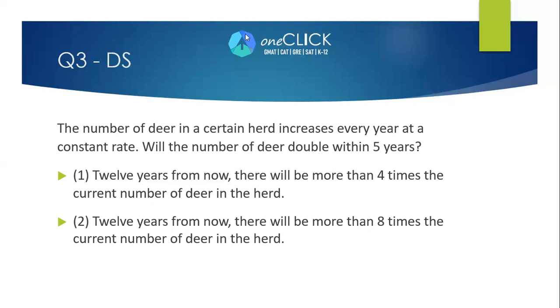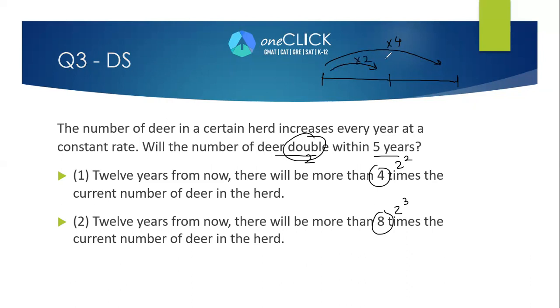Okay. So here, what are they saying? They're saying within 5 years, would it double? Now the clue is here: double, 4 times, 8 times. 4 is 2 squared, 8 is 2 cube. So they have given you the hint: 2, 2 squared, 2 cube. Now here they're saying in 12 years, it would be more than 4 times. If I just assume it becomes exactly 4 times, then you have a multiplier 4, and that took 12 years to happen. So if I were to think, then I can say that the multiplier 4 came by 2 squared, right?